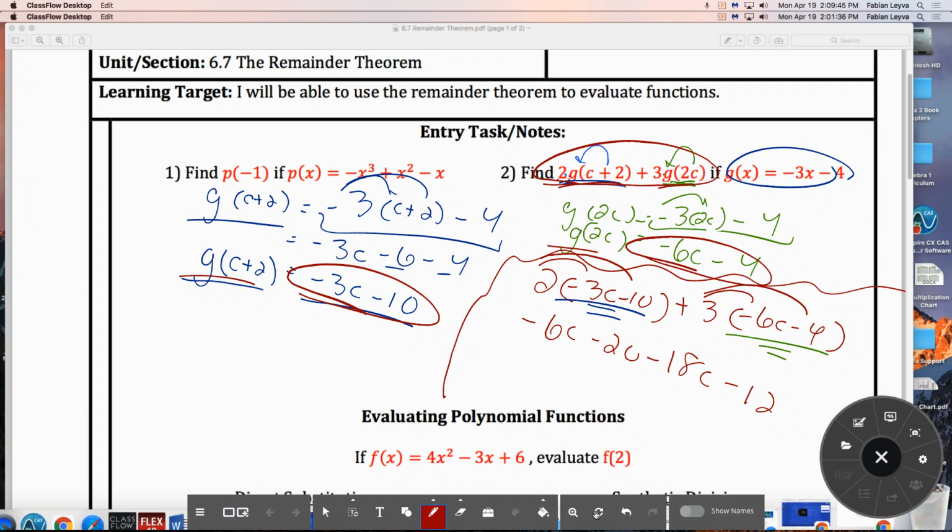And now let's just combine. Negative 6c minus 18c is a negative 24c. Negative 20 minus 12 is a negative 32. And that is it for this problem. It seems like a big problem, but it's really just more time consuming. Because if you know how to evaluate, especially with variables, the rest of it is just more puzzle-ish, if that makes sense. At least to me, that's what I see when I see these problems.